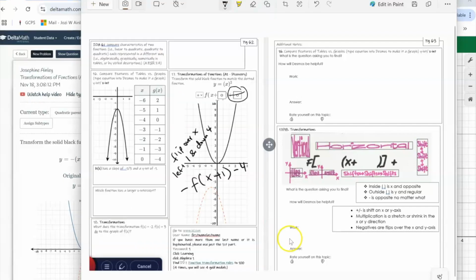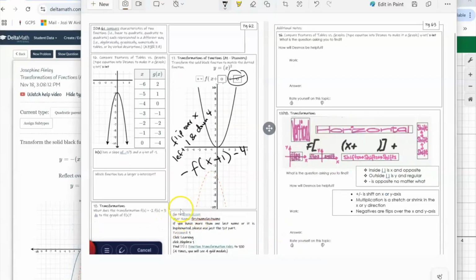All right, so now you're going to log into ixl.com, follow these instructions, and I'll give you the last 3 digits for your username. Once you get in, make sure on the top right you see your name. You're going to click Learning, click Algebra 1, and find DD1, Function Transformation Rules. You're going to do it to 100 4 times. You're going to see 4 gold medals when you do this. On the 4th time, please do not use your notes. This is just, do you know the rules? That way you can come and answer this question.